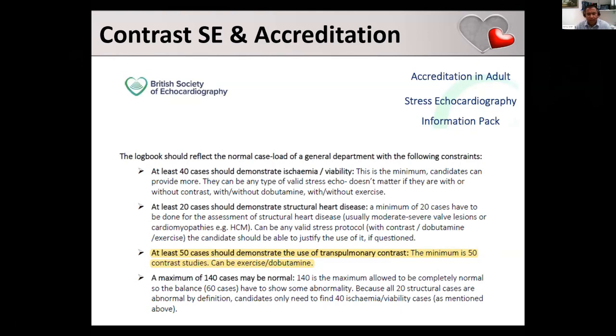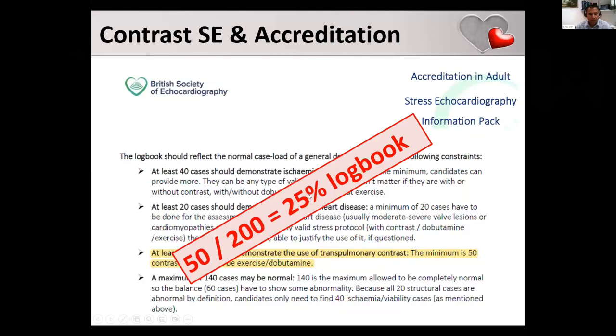Obviously, the 20 structural cases in your 200 in the logbook are not likely. It's very unlikely that any of those would involve contrast. So actually, it's 50 out of at least 180. So I think the point is that 50 out of 200 is a quarter of your entire logbook. So we're expecting to see that as probably a minimum. And I think, as Martin says, we generally notice that people are using contrast more than this.